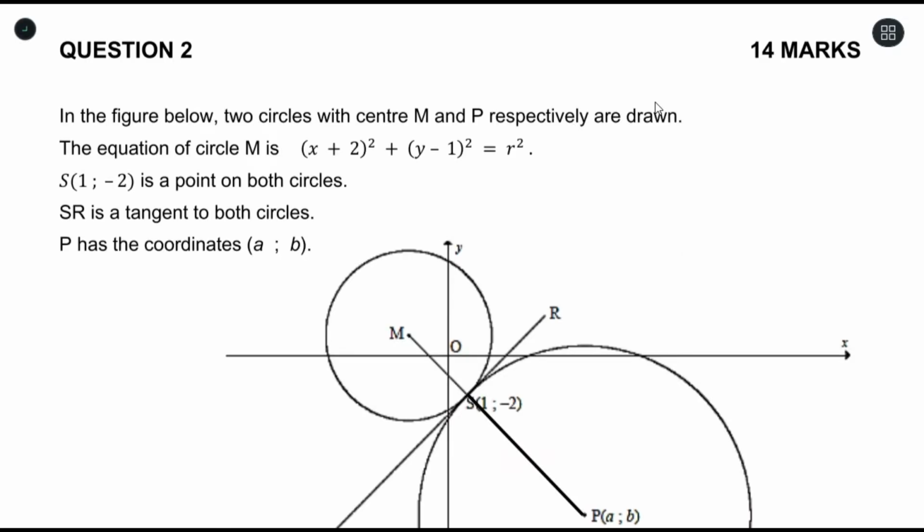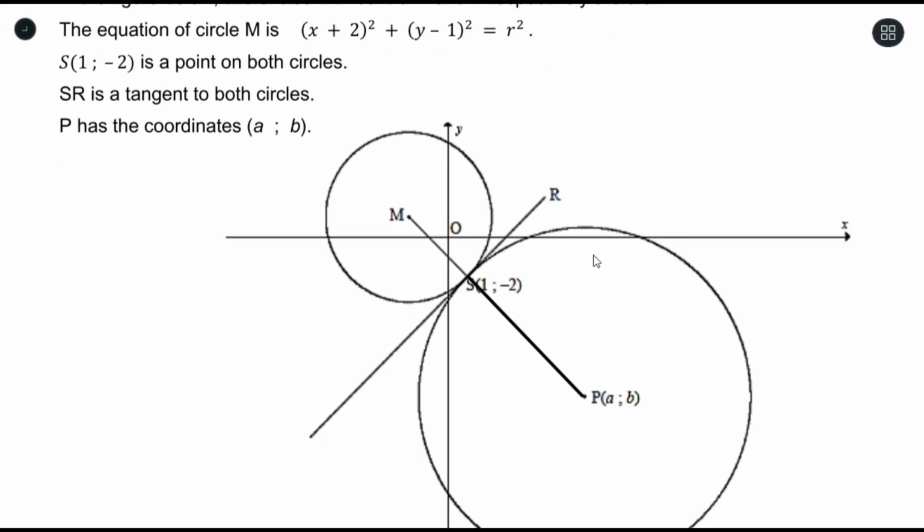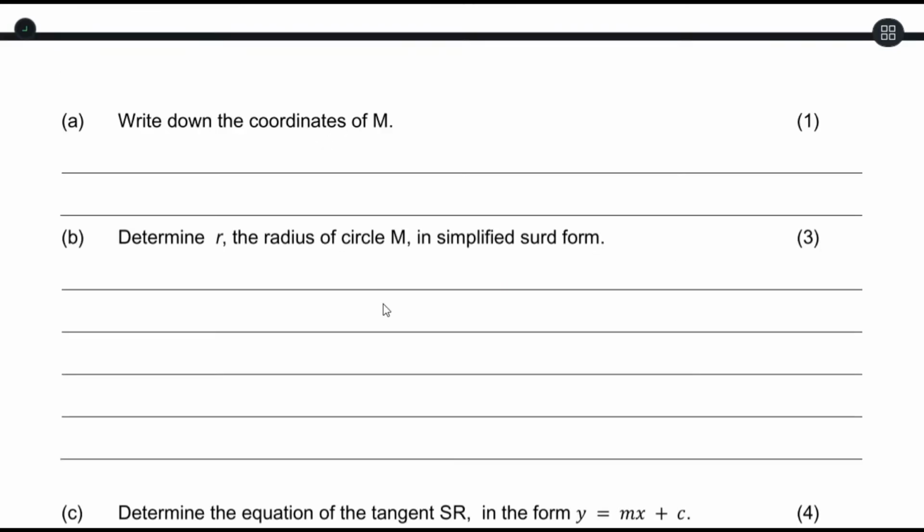So in question 2, this says: in the figure below, 2 circles with centers M and P respectively are drawn. The equation of circle M is (x + 2) squared plus (y - 1) squared equals r squared. Now S, which is (1, -2), is a point on both circles. SR, this line over here, is a tangent to both circles, and P has coordinates (a, b). So A asks us to write down the coordinates of M.